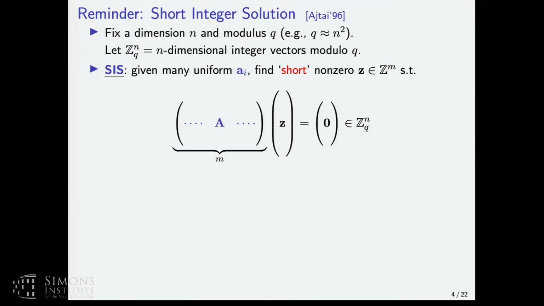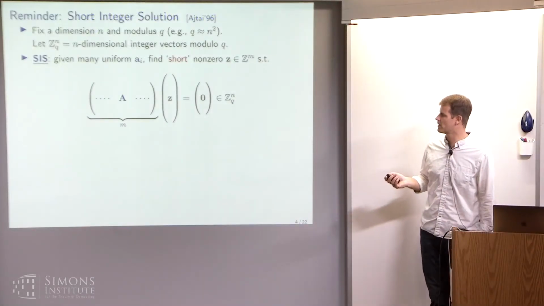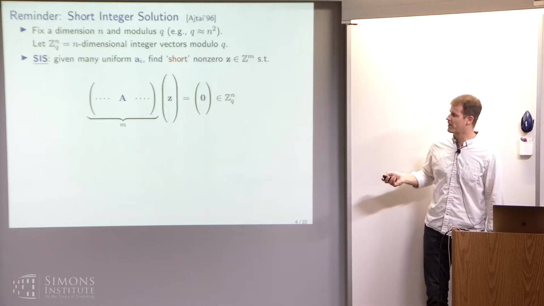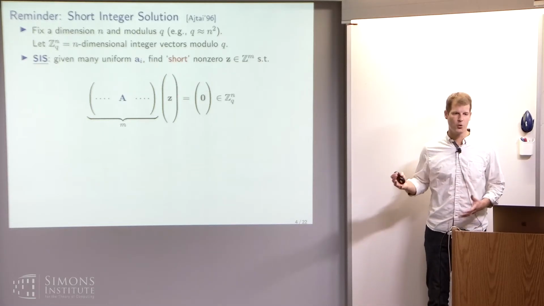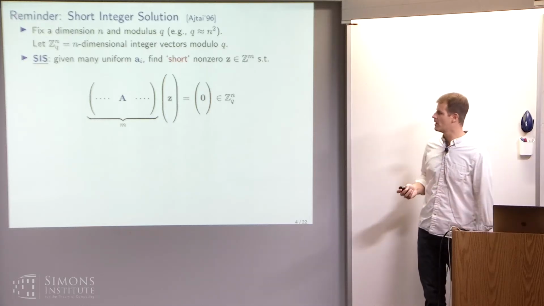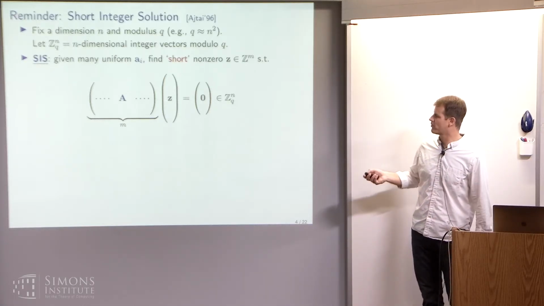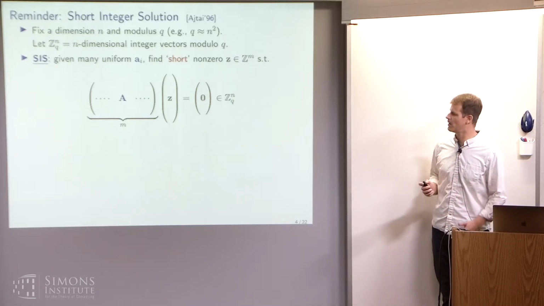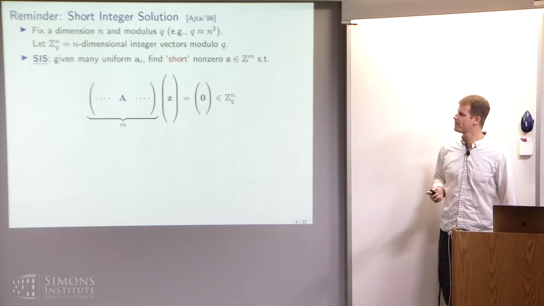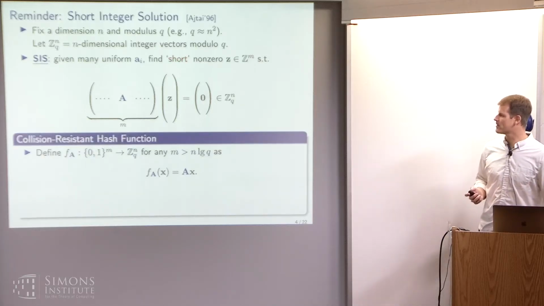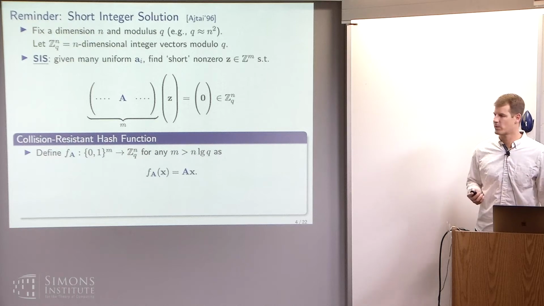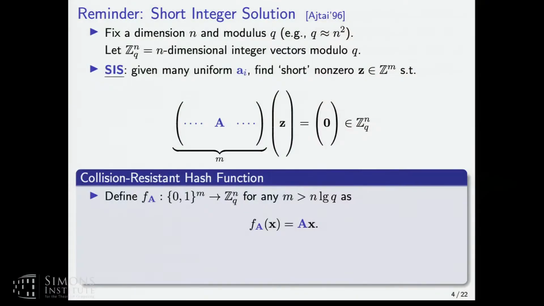This problem would be easy if not for this short requirement. You could solve it easily using Gaussian elimination, but it's going to give you a very large vector z whose entries are roughly q, or q over 2 maybe. We're looking for a vector all of whose entries are very small. That's what makes this problem more difficult. So that's SIS. And as Daniele showed you, there's a collision-resistant hash function that we can get from this problem, assuming that this problem is hard.